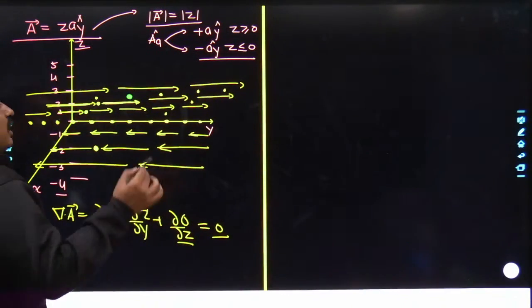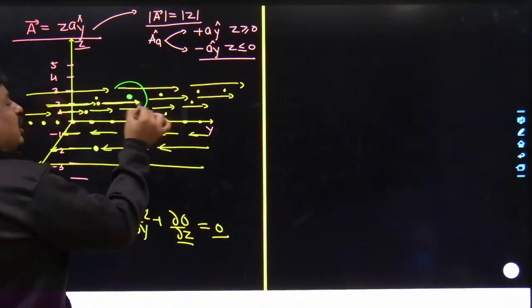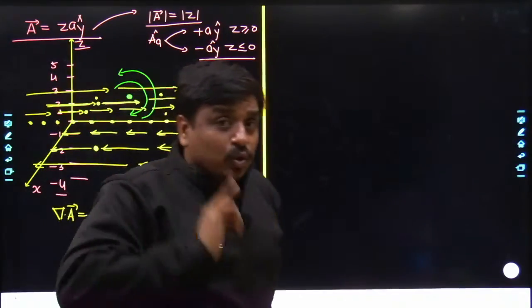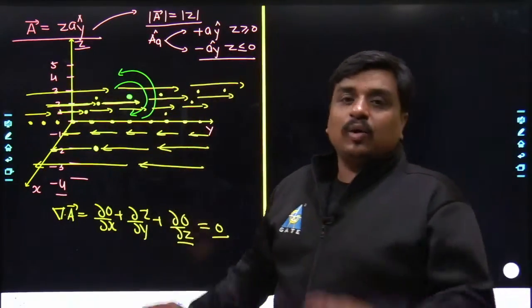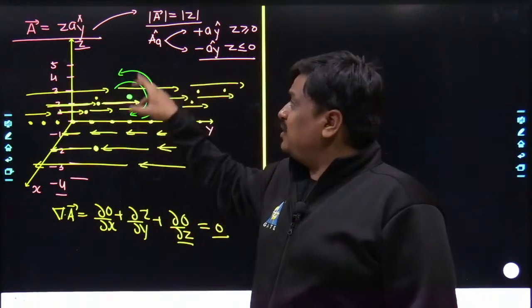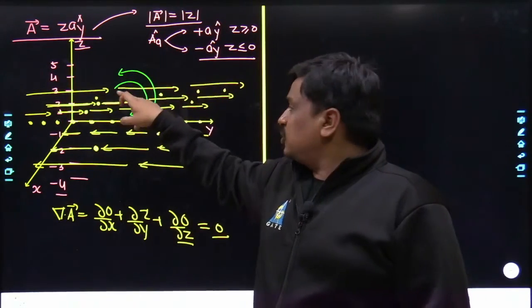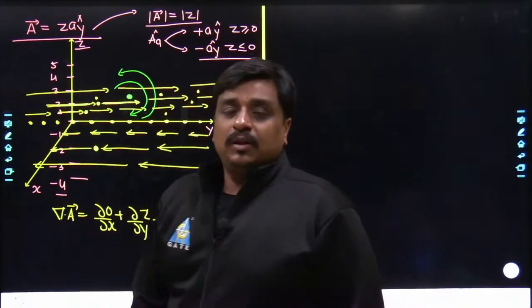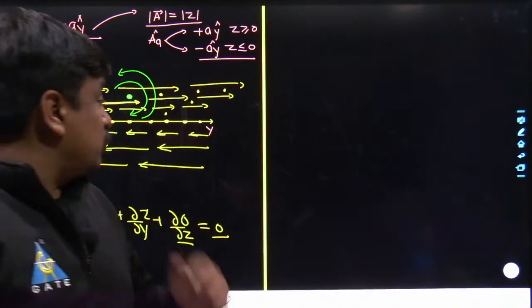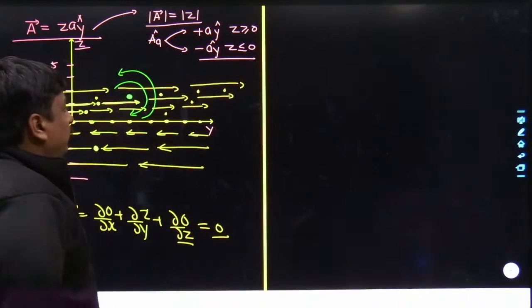I would like to ask each one of you: would that rotational force be clockwise or anti-clockwise? Again, I am saying you have to place yourself over this point, then only you would be able to understand whether the rotational force experienced because of the ZAY cap is clockwise or anti-clockwise. Tell me, clockwise or anti-clockwise? If you really want to know the exact fundamentals of the rotational or irrotational vector, you should come through this.